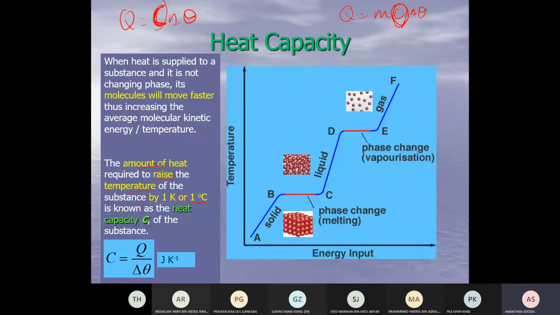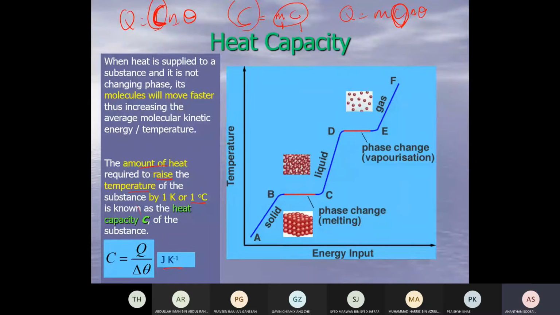This is heat capacity. How is heat capacity connected to specific heat capacity? Mass times specific heat capacity is your heat capacity. So heat capacity, the unit is joule per Kelvin.